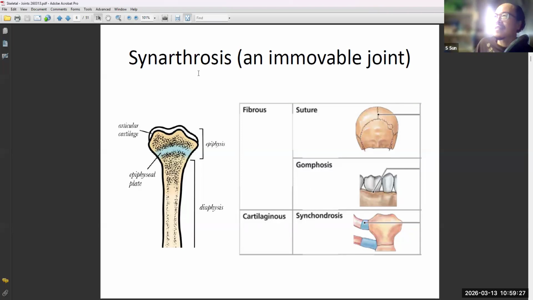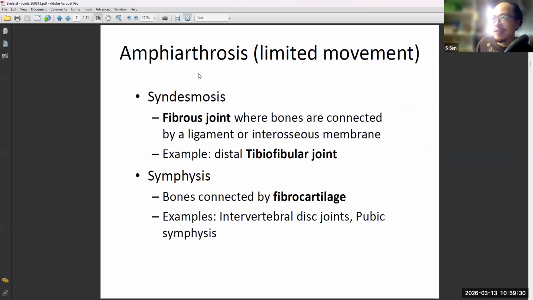How about the example of the second one? Amphi, a little bit movable. Amphiarthrosis. So this one is a little bit movable. Do you have some example? There are several examples I can give you, and let's classify them into two subtypes, because amphiarthrosis can be made by fibrous tissue or made by cartilage tissue. If it's made by the fibrous tissue, it's called syndesmosis.